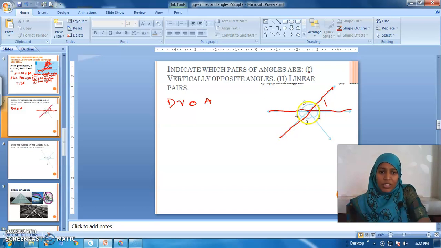And when I come to this line, this small line is a ray because it has one fixed point here. Now I am going to talk about vertically opposite angles between two lines. We cannot have vertically opposite angles for a ray. So, what are the pairs of vertically opposite angles now? Yes, angle 1 and angle 4. This angle and this angle make one pair. These two are acute angles.